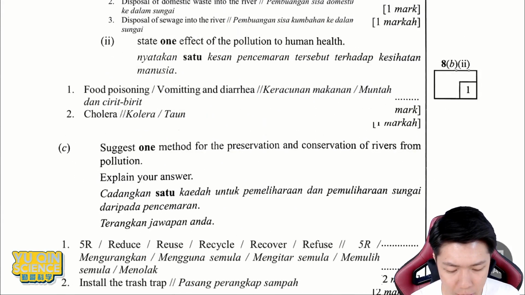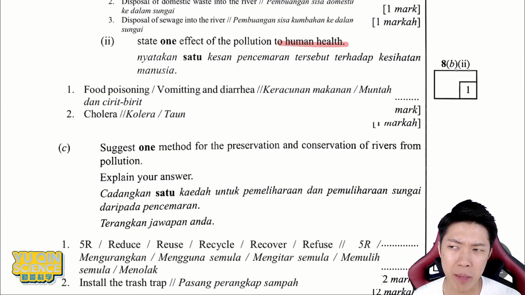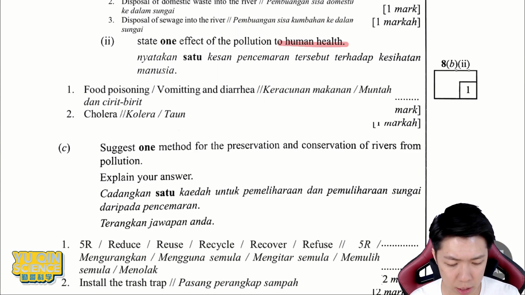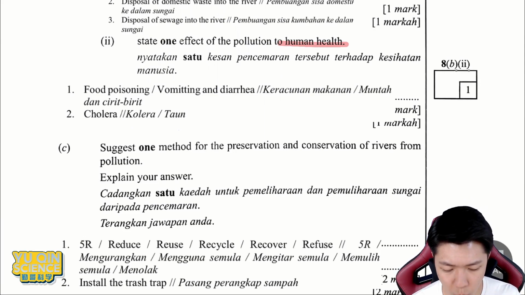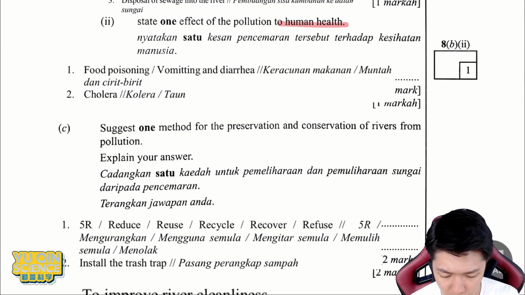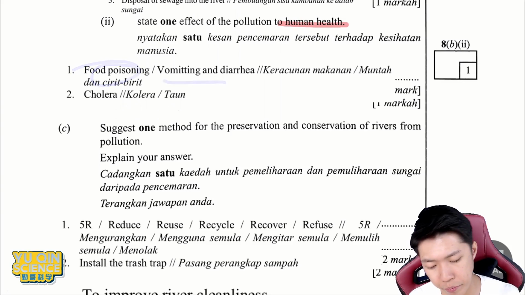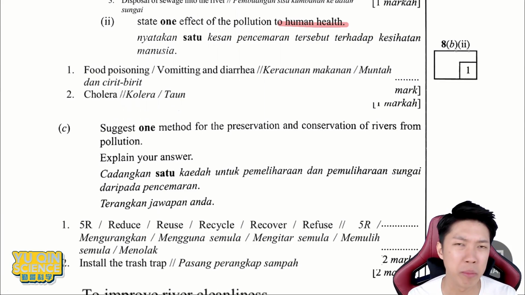Next one, one effect on human health. So focus on human health. It can be quite some answers. It could relate to Form 5 Chapter 1, microorganisms, 生病的那个。Which is stomachache, diarrhea, or even a very famous disease called cholera. 霍乱, cholera. Food poisoning, vomiting. Okay, no problem. Any effect will do that is related to your topics or your syllabus. Don't write something out of it.